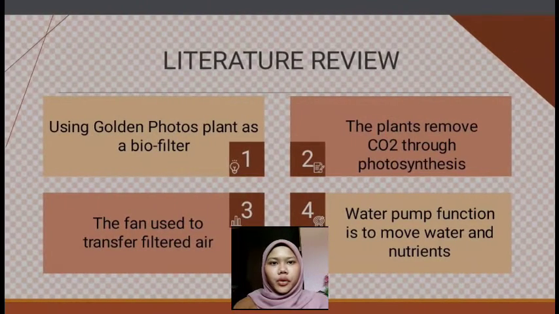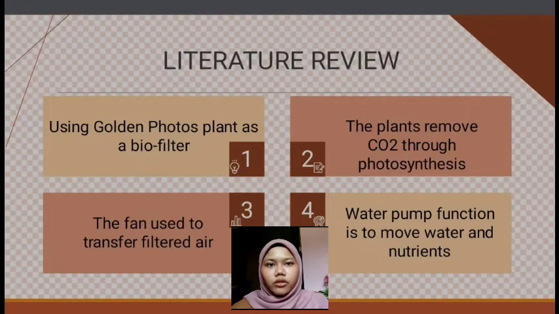The literature review. We usually use the golden pothos plant as a biofilter. This plant is one of the easiest plants to grow and actually thrives on low light. These plants serve to purify the air of benzene, carbon dioxide and carbon monoxide while also helping eliminate odors. The procedure of air purification by potted plant.